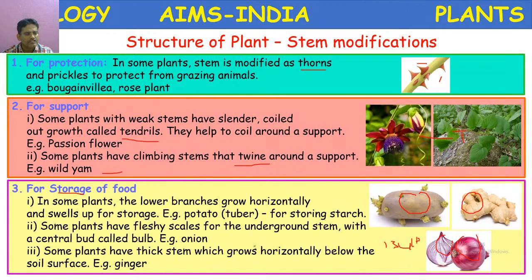Okay. So some plants have a thick stem which grows horizontally below the soil surface. It is called rhizomes, and technical terms we can discuss later. Here the stem is modified to store food, as in the ginger plant, which is an underground stem. Here potato is also an underground stem. Some plants like onion have an underground stem with a central bud called a bulb. Okay, these are some of the modifications which help the plant to survive.